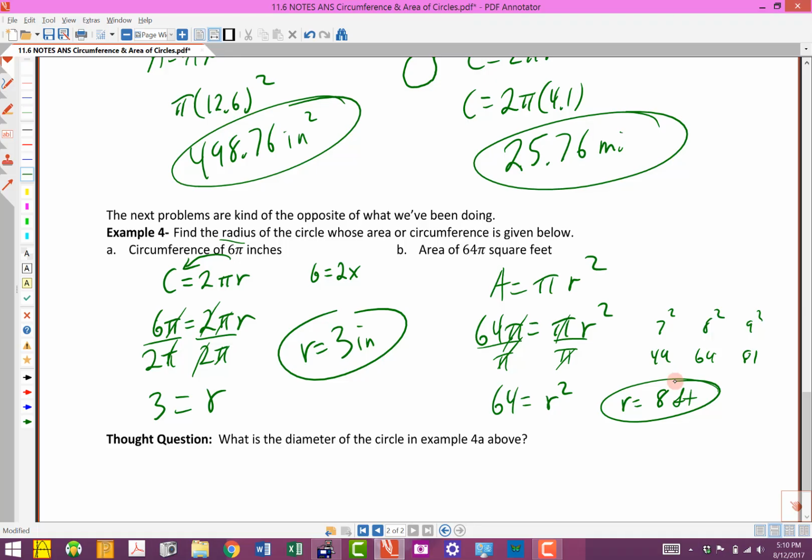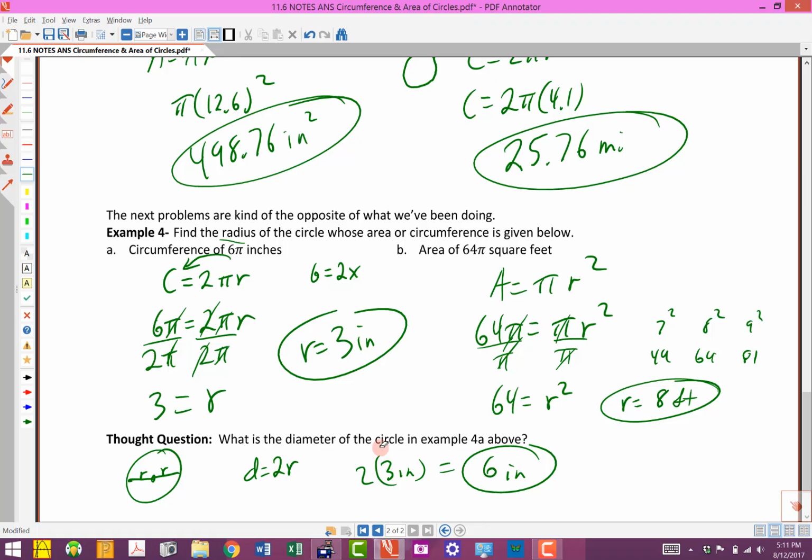So if we take a look at this right here, that's it. Now I do want to have one more little thought question here. It says, what is the diameter in the circle of example 4a above? So here's 4a. We found the radius. What's the diameter? Well, remember, the diameter is twice as big as the radius. The radius is halfway across, the diameter is all the way across, so we're going to have 2 radiuses. So if we just doubled that, we're going to take that 3 inches, times it by 2, and we end up with 6 inches.